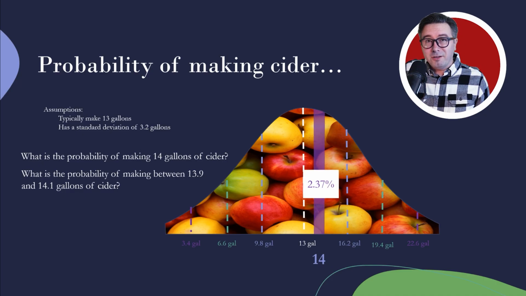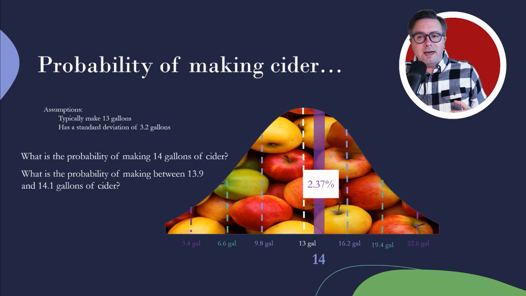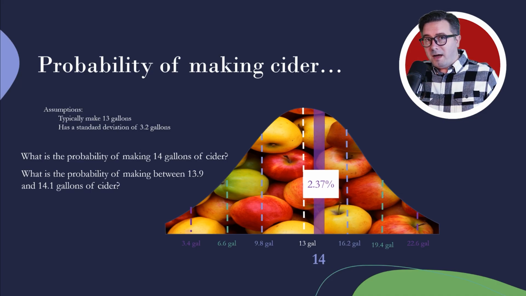And so it ends up being about 2.37%. And that may seem a little bit low, but in case you're wondering, the area between 14.9 and 15.1, which is further down the bell curve, is less. That's 2.05%. Okay. So anyways, the idea is that we use the normal distribution to find different probabilities and stuff like that, or different things that we might expect.